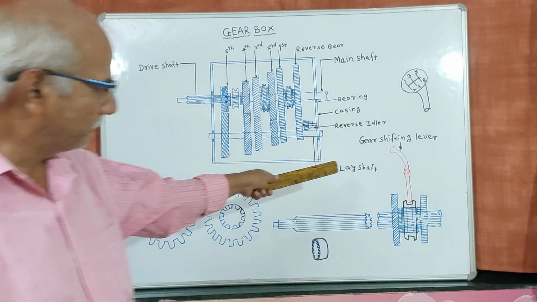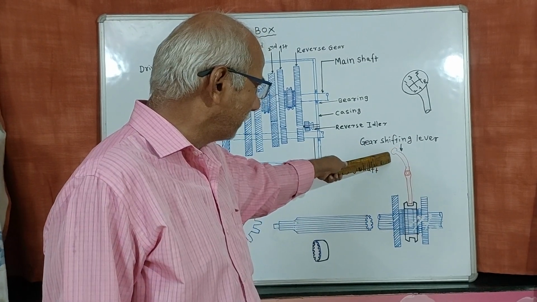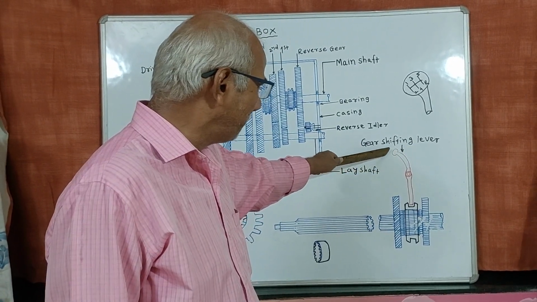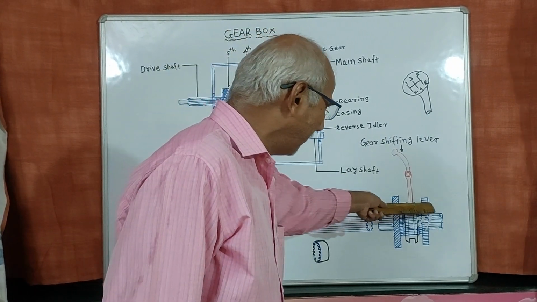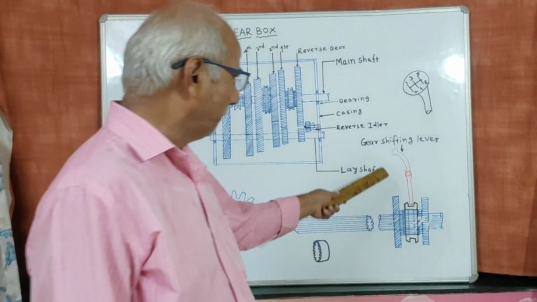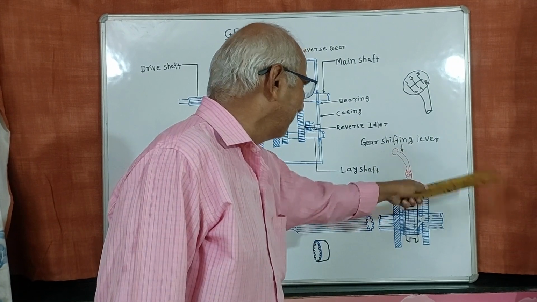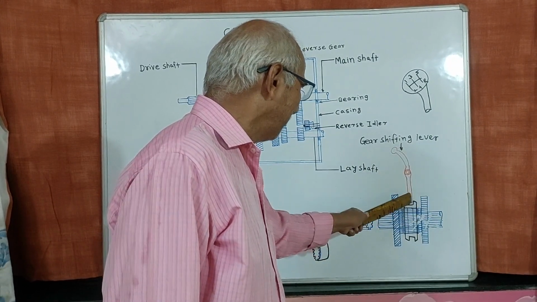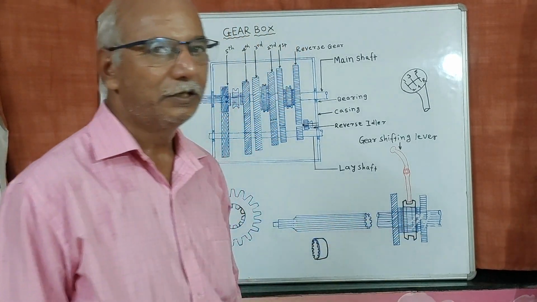Then what happens? Just I have shown here the gear shifting lever. When a gear is to come, the gear shifting lever will push this side, then the dog will go that side, and this gear will be in engaged position. When it will shift from back side to this side, then it will come this side, and then gear forward.